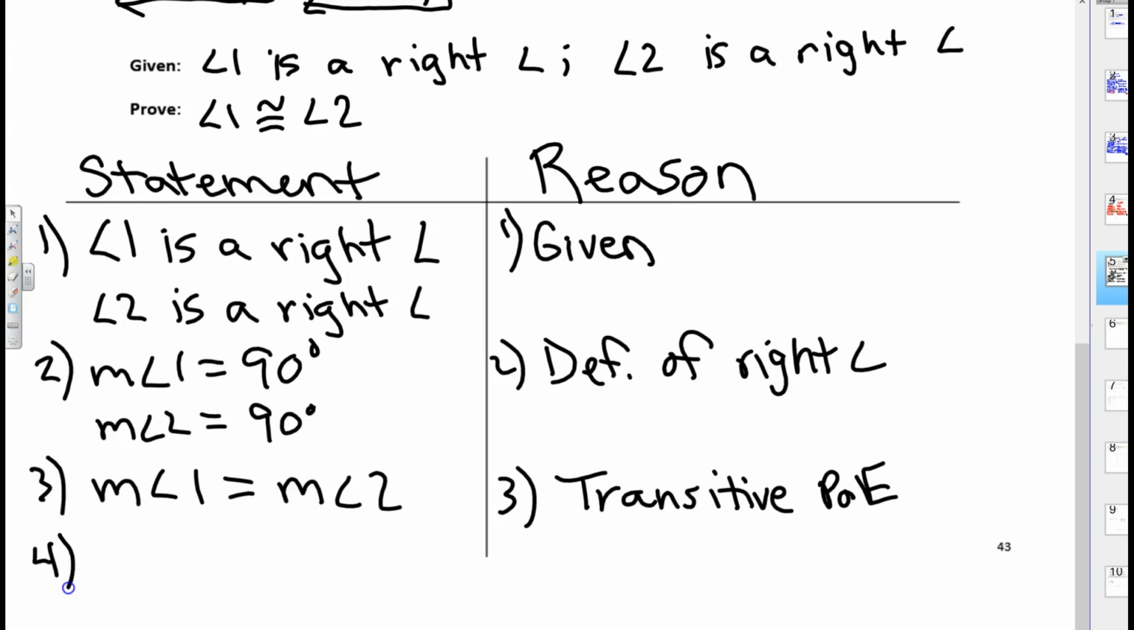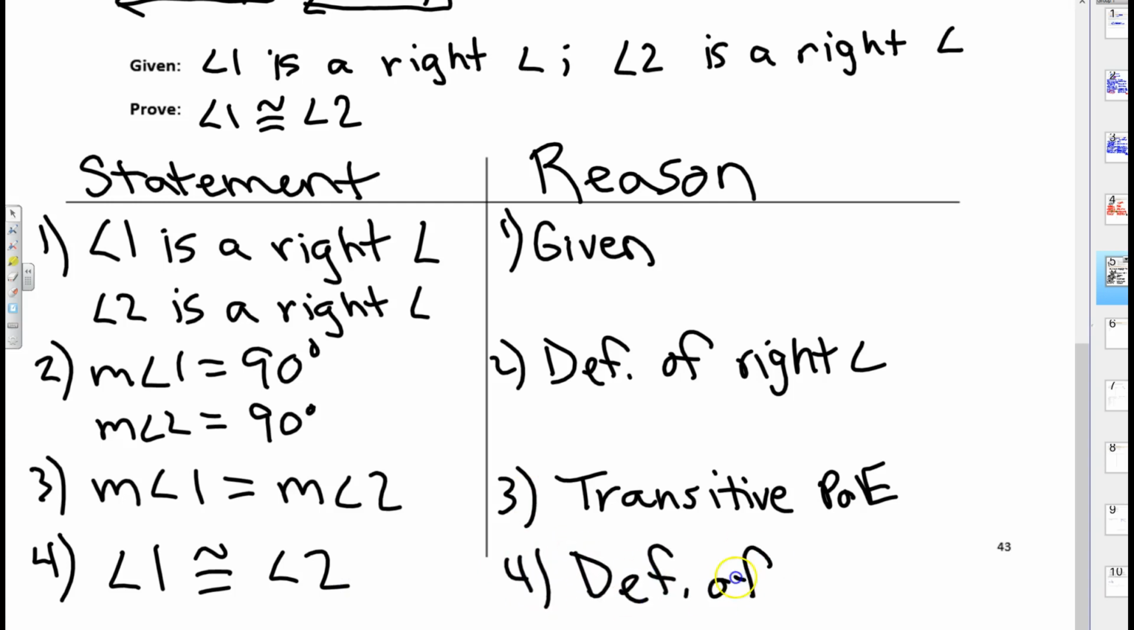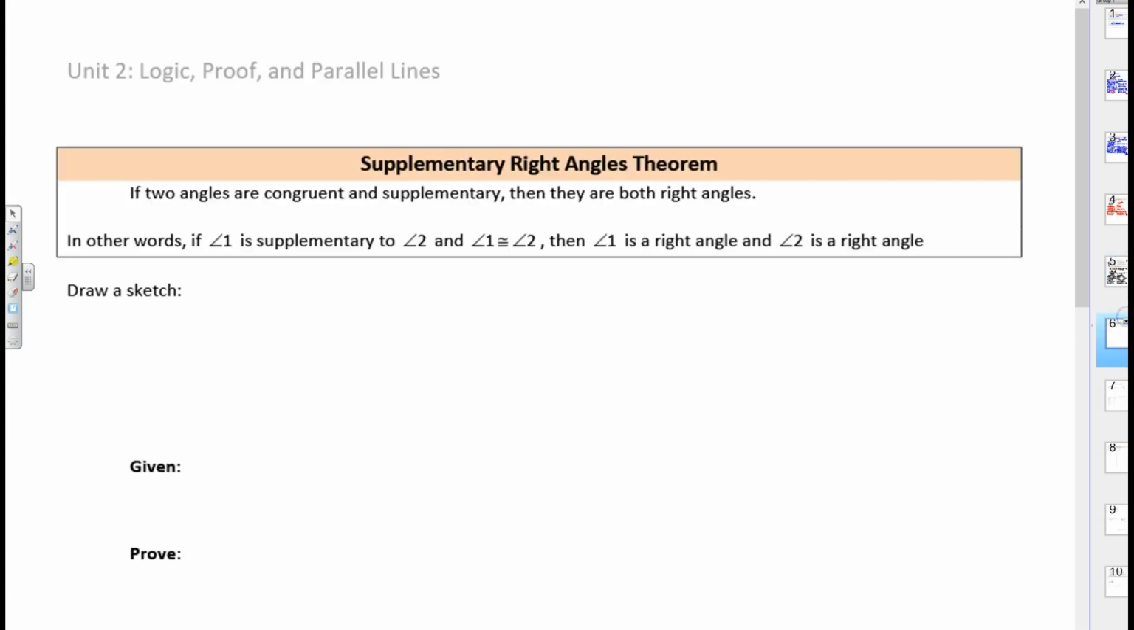So I'm not quite to my final statement. My final statement is I want to show congruence. Well, I can convert this into congruence. Angle 1 is congruent to angle 2 by the definition of congruent. And we're done. That's the proof. Super simple 4-step proof. Gotta love it.